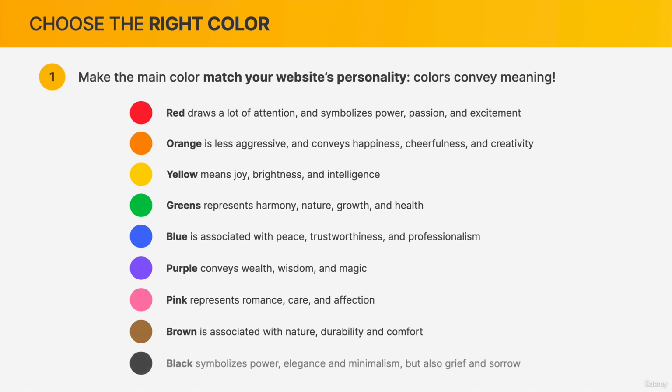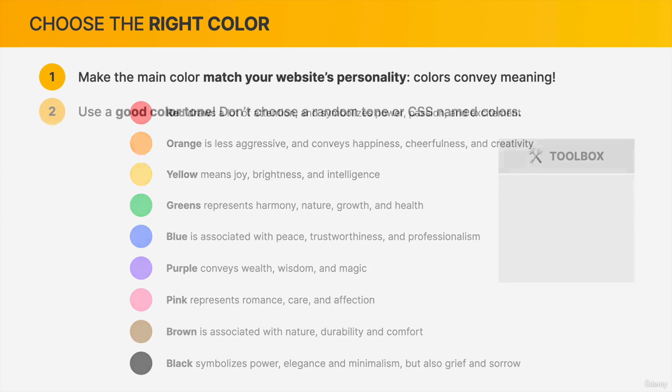But anyway, we then have purple, which conveys wealth, wisdom, and also magic, in case you're looking for that. Then pink does represent romance, care, and affection, which comes to us, I think, quite naturally, the meaning of this color. Then we have brown, which usually represents nature and comfort and durability. And then finally, we also have pure black, which once again symbolizes power, a little bit like red, but it also symbolizes elegance and minimalism on one hand, but on the other hand, it also shows grief and sorrow. So black is a difficult color to use, and many times for beginners, it is probably not the best color to choose.